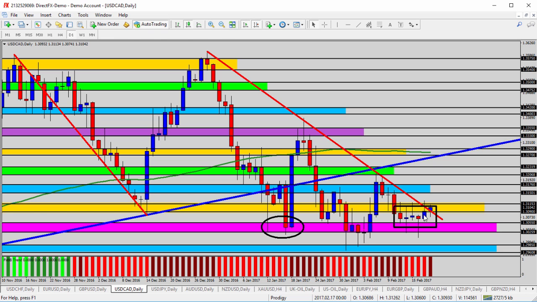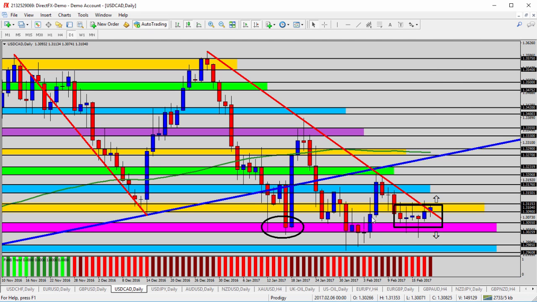1, 2, 3, 4, 5 days of last week, and so far today we have been stuck inside here. So what we really need to see, if we're going to see some significant movement for this currency pair, it needs to either shift direction and break above the yellow zone and start working its way higher, or return to the downtrend, break under the pink zone, and go lower.